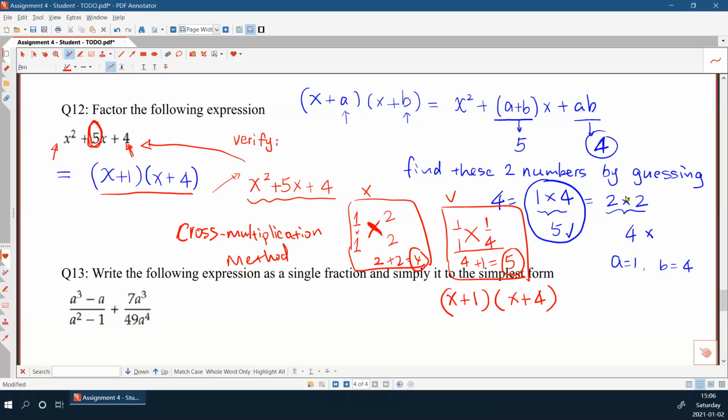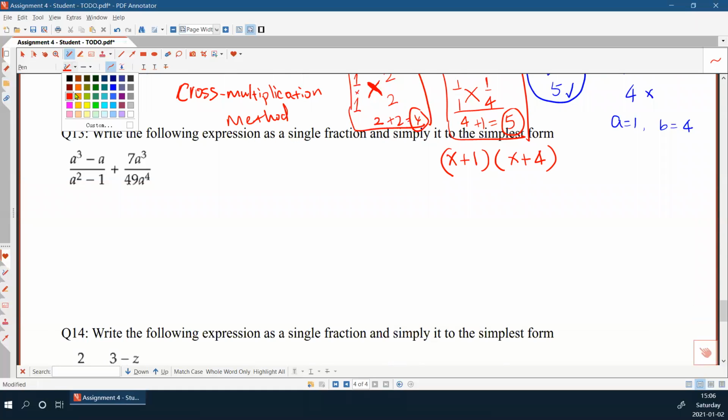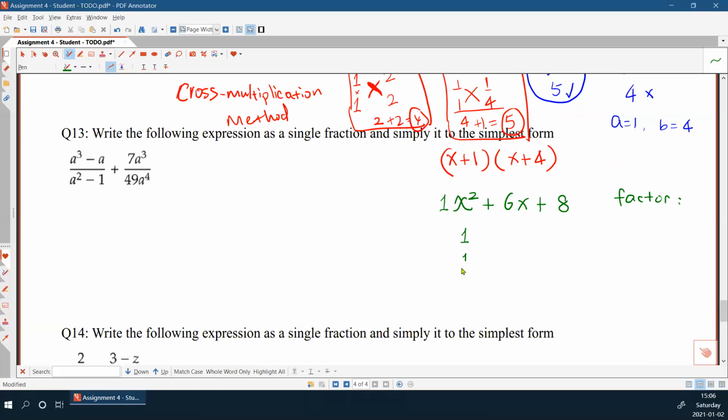Okay, I'll give you another example. For example, if we have a second question like x squared plus 6x plus 8, how do you factor it? Note here the coefficient is 1, so we can put 1, 1 here because 1 by 1 is 1. And the constant here is 8. 8 can be divided to 1 times 8 or 2 by 4.